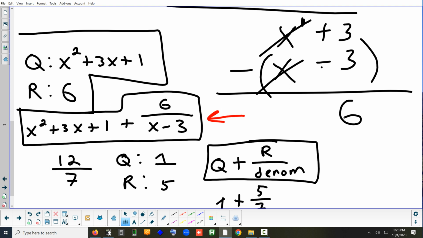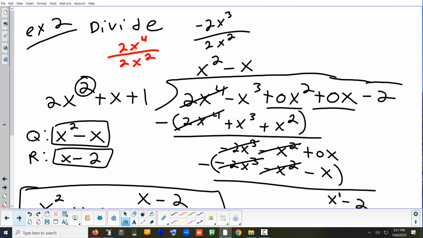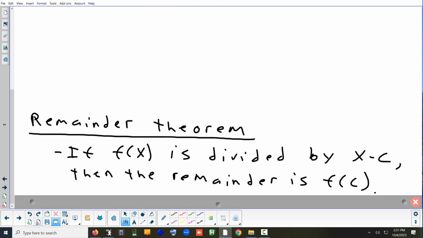So if you want to find the quotient, then you have to go through and do everything. There's no quick way to do that. But if all you're interested in is the remainder, there is a quick way to find it, as long as what you're dividing by is pretty simple. By simple, I mean it has to be something like this. It could be x minus a number, or x plus a number. If you're dividing by something more complicated, then this theorem doesn't work. You've got to do the whole problem out to get the remainder. All right, so that's called the remainder theorem.